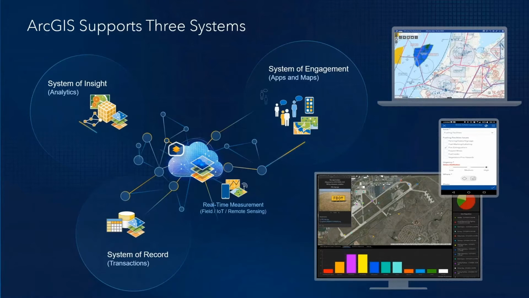These are the apps and maps that connect people to the information in a way that allows them to tell stories with the different information products. It's that third system that we're going to focus in on today. How can we create that system of engagement through apps that are easily deployed? And when I say easily deployed, I'm talking about no coding required. It's about a configure-first approach to deploying these types of applications.